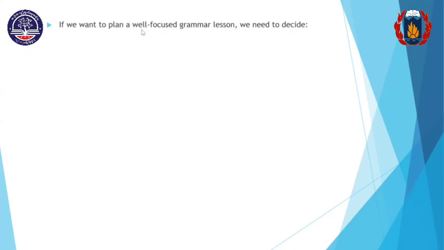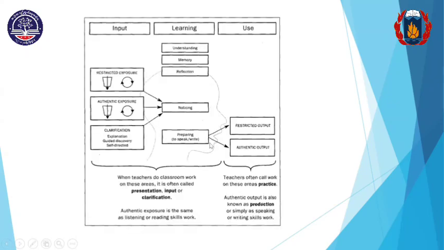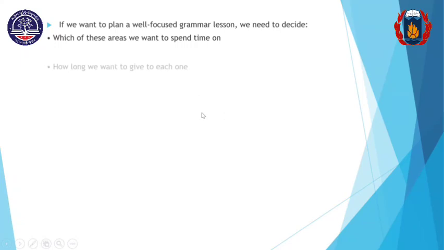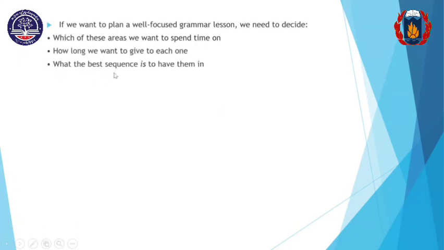So if we want to plan a well-focused grammar lesson, we need to decide first which of these areas we want to spend time on. By looking at this diagram, which area do we need to use more time on? Are we going to give the students a lot of restricted exposure or authentic exposure? It depends on the learner and also the teacher's belief. And how long we want to give to each one, and what the best sequence to have them in.